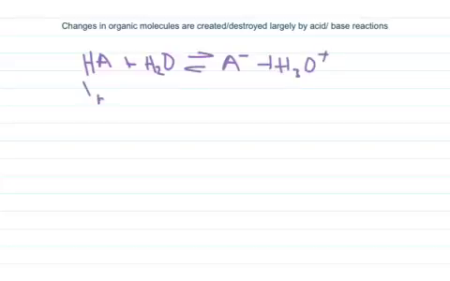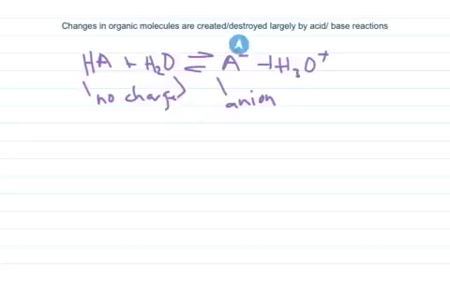Well, this will be a no charge, and this here will give us an anion. So here we don't see any charges, but here we do. We get this anion, and hydronium is what we get as a side product.